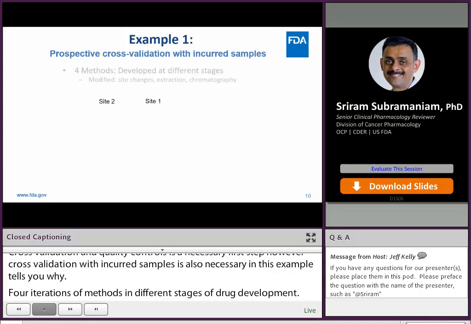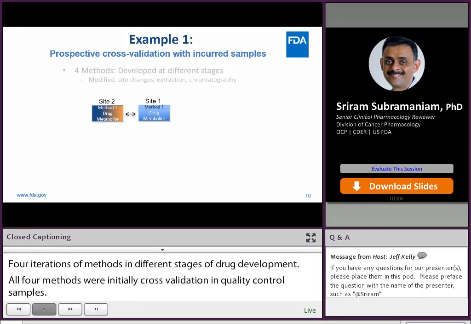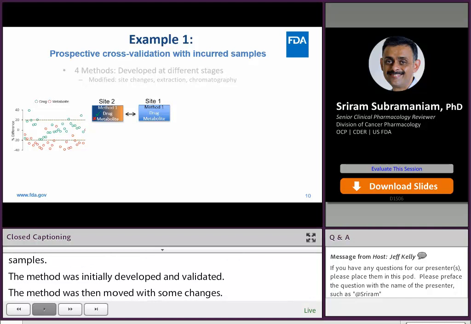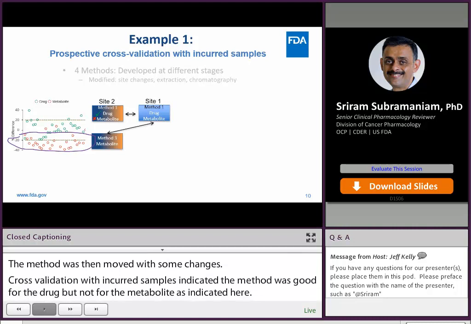The method was initially developed and validated at Site 1. The method was then moved to Site 2 with some changes. Cross-validation with incurred samples indicated that the method at Site 2 was good for the drug, but not for the metabolite, as indicated here. The applicant then validated a separate method for the metabolite and cross-validated against method 1, and the cross-validation passed as shown here.